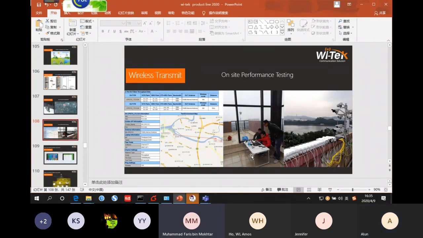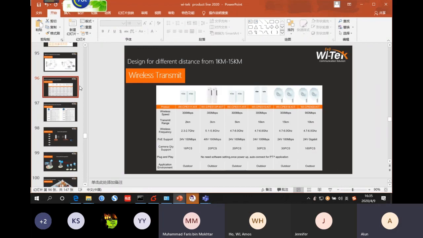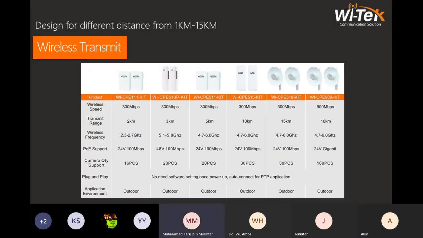What channel or band do you use for your wireless transmit? 5G? Frequency, you mean? Yeah, frequency. For the 2.4 band, our frequency is 2.3 to 2.7 gigahertz, and for the 5G, we use 4.7 to 6 gigahertz.